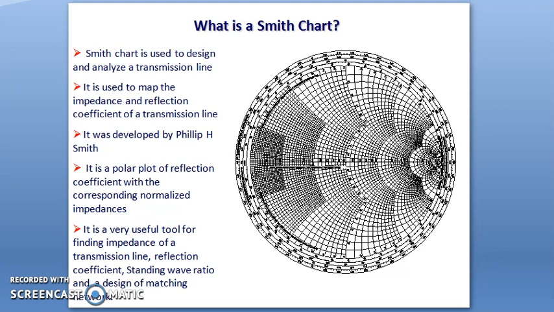Using this we can find out the impedance at a point on a transmission line, the reflection coefficient away from the load, determine SWR, and design matching networks. It was developed by Philip H. Smith. That's why this chart is called by the name of Smith.